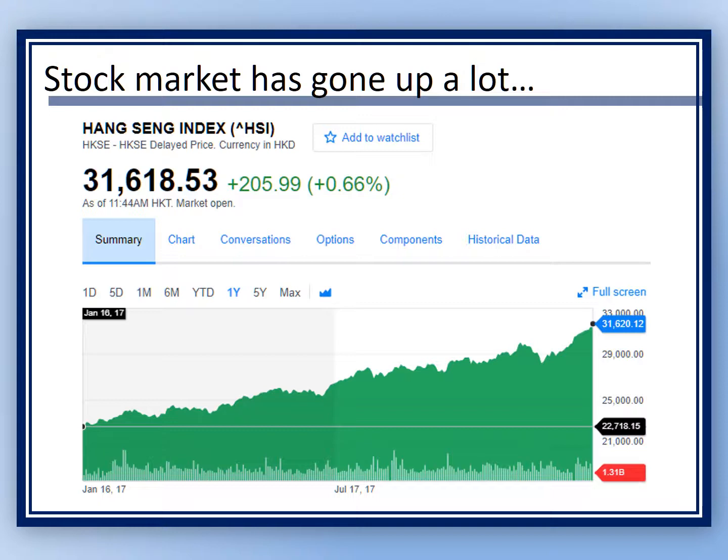Let's look at the stock market. This is the Hang Seng Index, the local stock market index. The Hang Seng Index has been doing pretty well in the past year. This is from Yahoo Finance. This is the return in the past year.